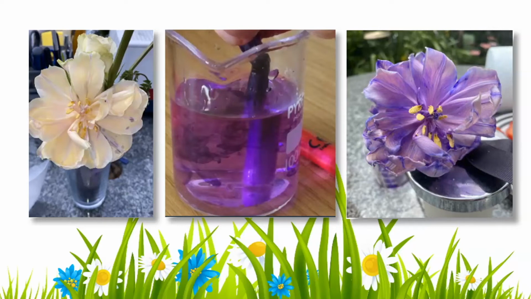What other variables could you have changed? What could you have measured? And do you think the type of flower or plant makes a difference to the time it takes or the colour that the plant and flower might change to?